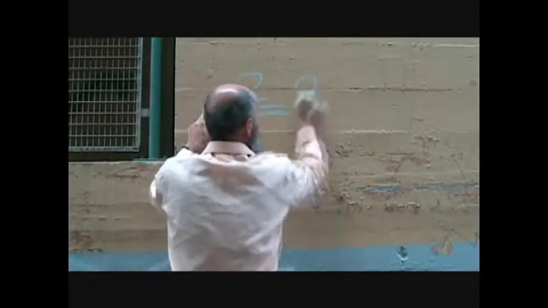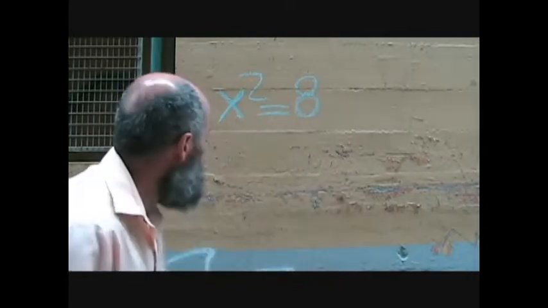In Series 2, we introduced exponents and radicals. So let's take a look at how we can incorporate exponents and radicals with the equal sign. Let's say we have something starting off really simple. Let's say we have x squared is equal to 8.